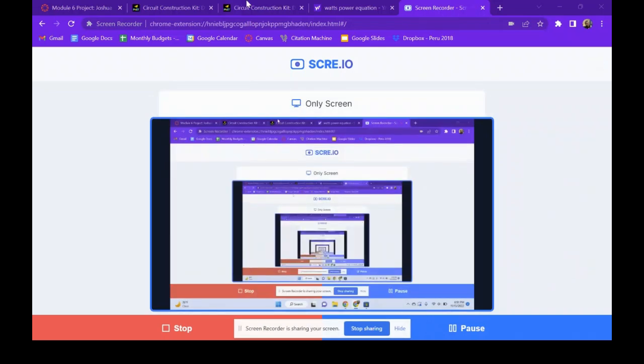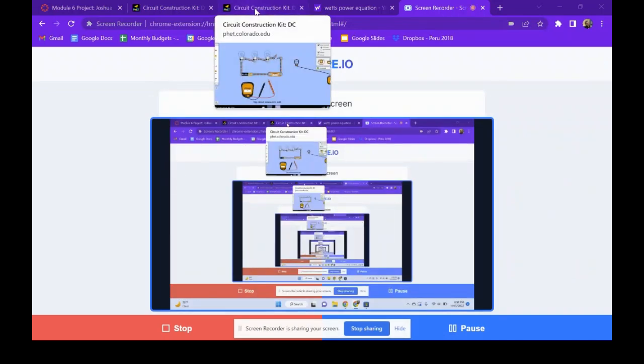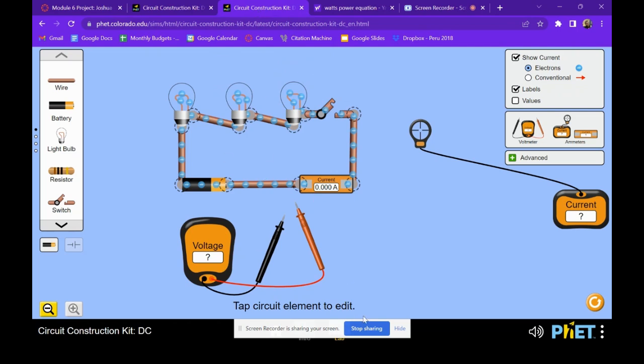All right, so this is my Module 6 project. We're going to start with the series circuit. So for the series circuit, I predict that the brightest will be the 30 ohm light bulb, followed by the 20, and then the 10 ohm.